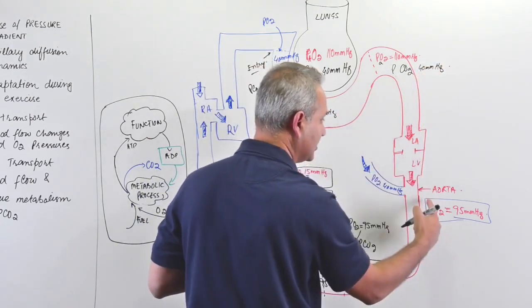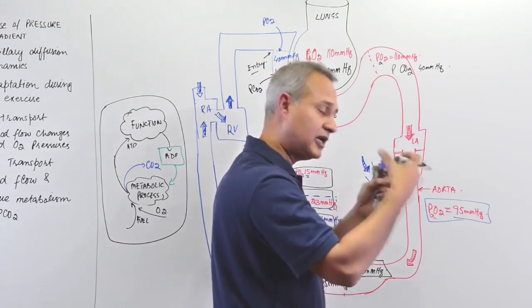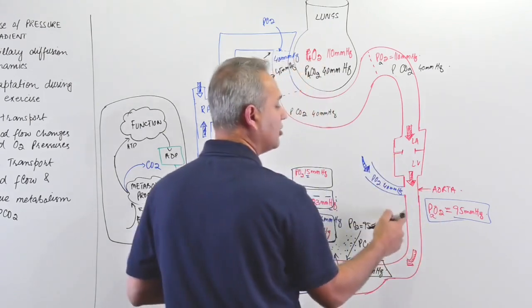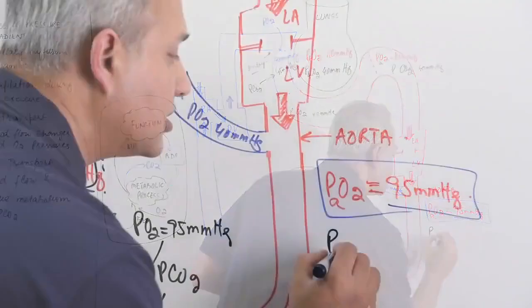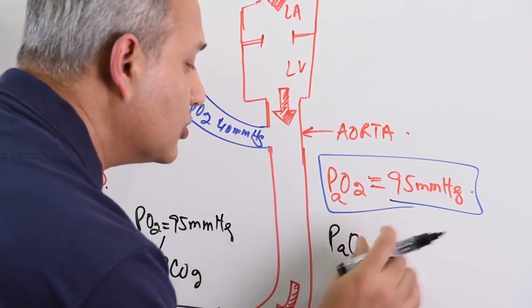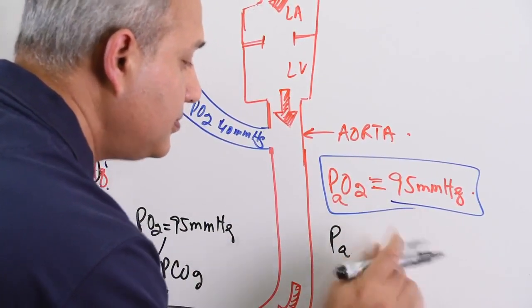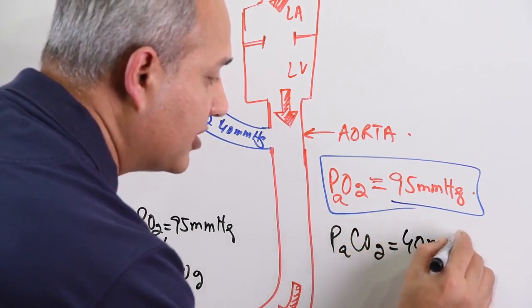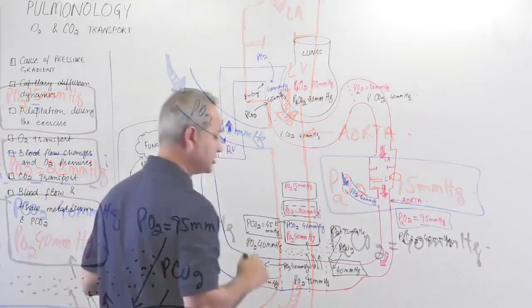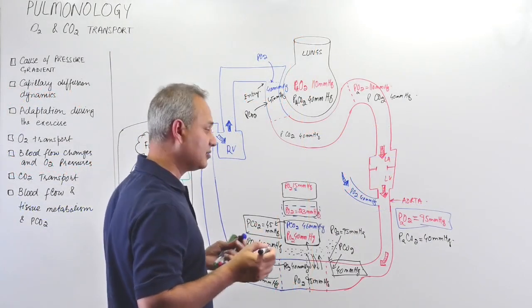After the heart, after the left heart, when the blood goes back in the aorta, now again the venous admixture would occur, and the pressure of CO2, we take it about 40 millimeter of mercury even after the admixture. So that's it. That is the carbon dioxide pressure.